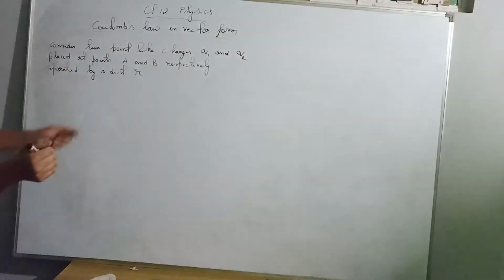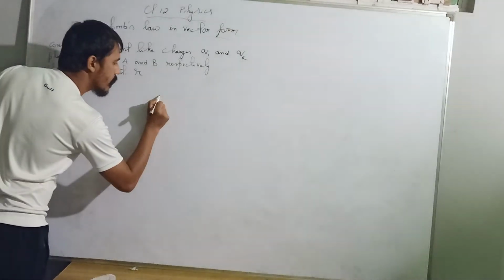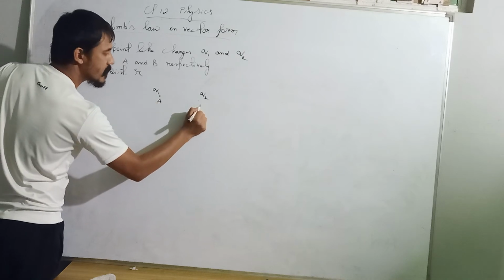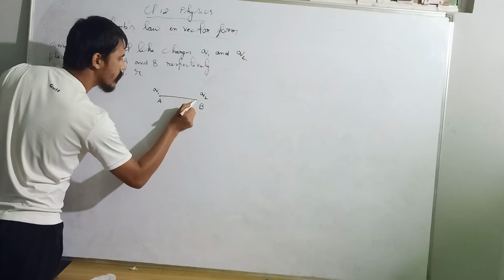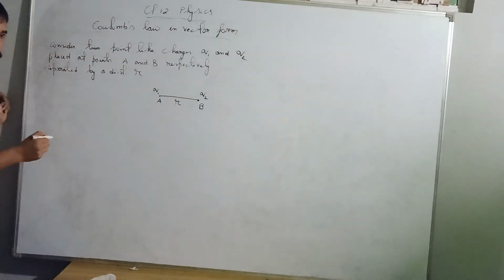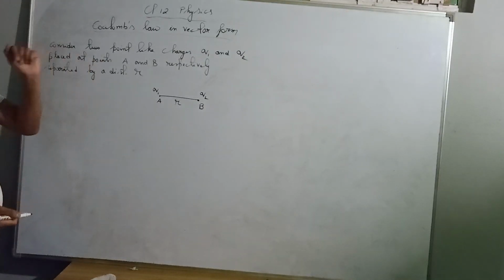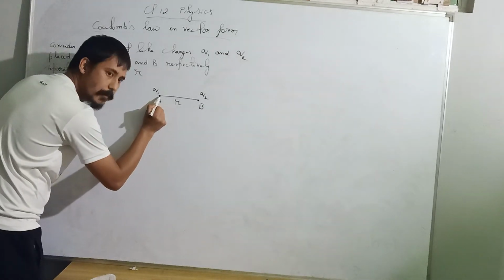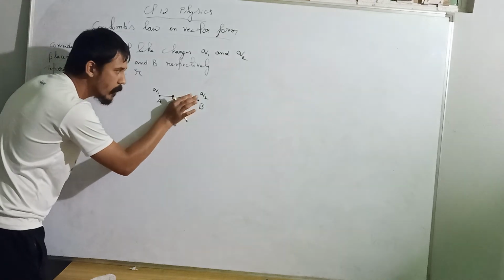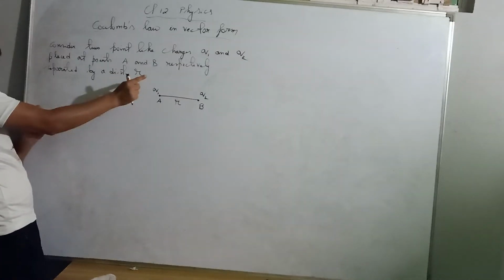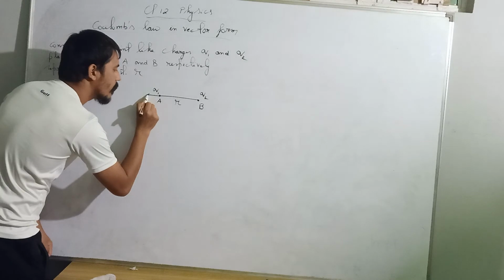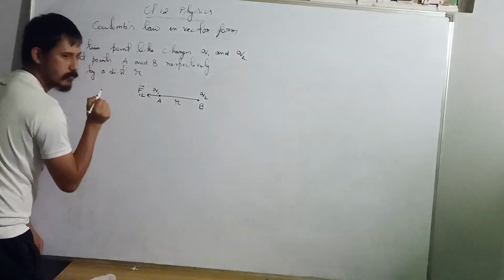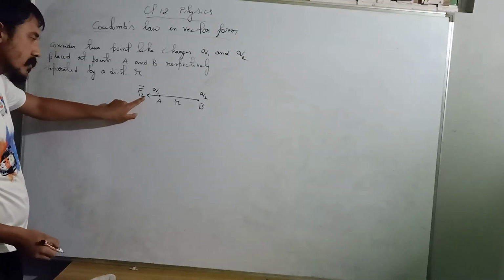So I'm considering two point charges, like charges, Q1 and Q2, placed at points A and B respectively, separated by a distance r. Now, since they are like charges, there will be a force of repulsion. There will be a force acting on Q1 due to Q2. Q2 will exert a force of repulsion on Q1. That force will act along this direction. Let me denote this force by vector F12. F12 means force on Q1 because of Q2.